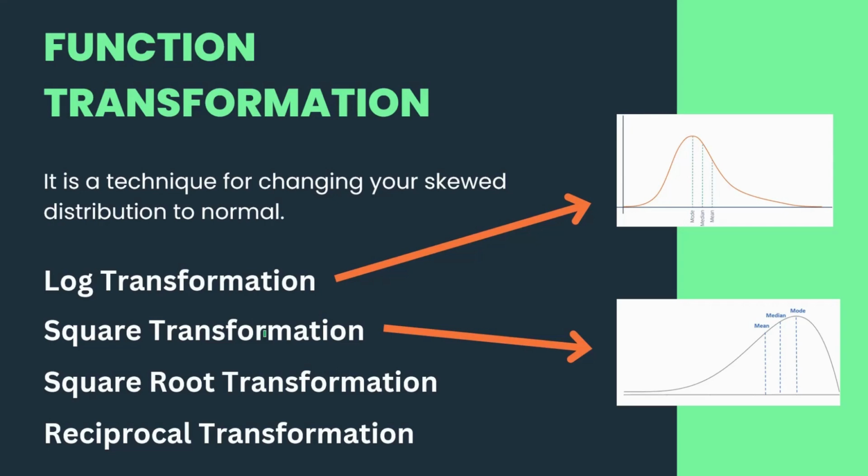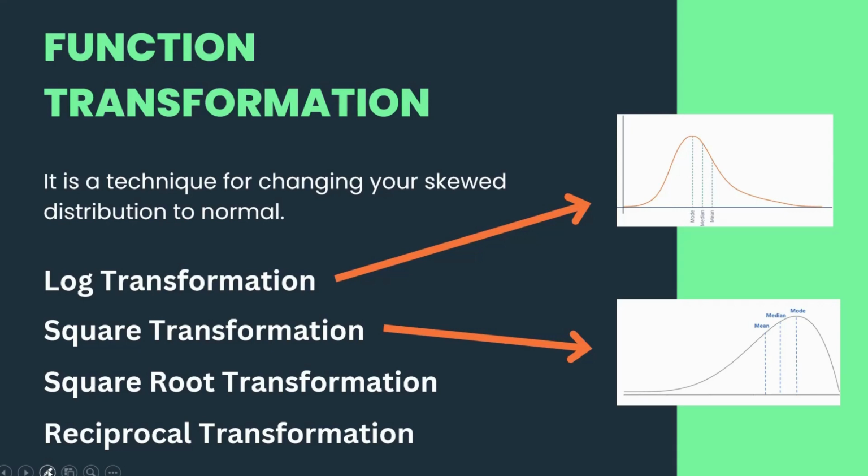So let's discuss the techniques that change your skewed distribution to normal distribution. There are two techniques. One is function transformation, which we will discuss in this video, and the next one is power transformation, which we will discuss in our next video. Function transformation is just a technique for changing your skewed distribution to normal.